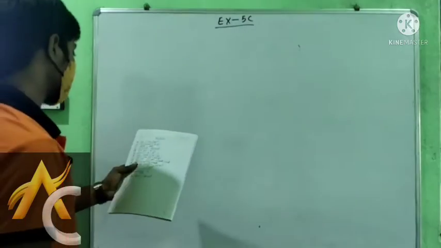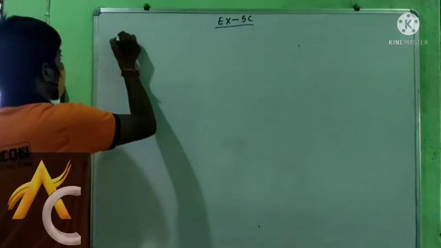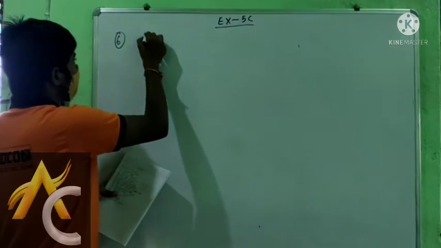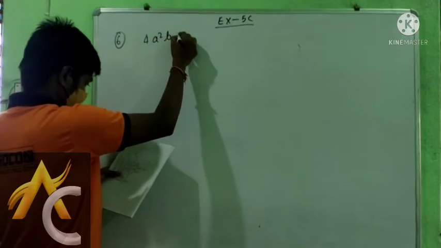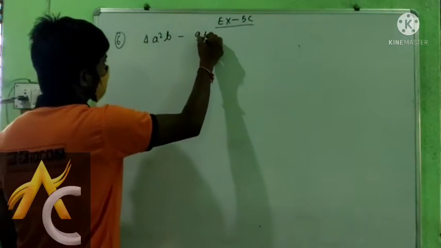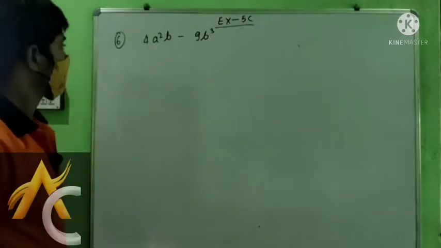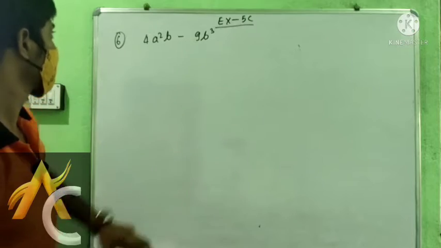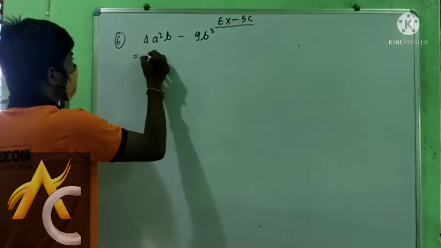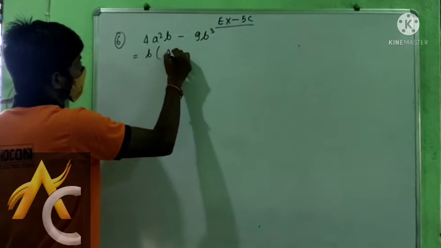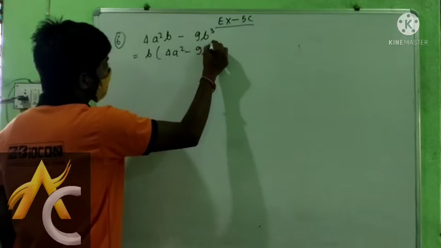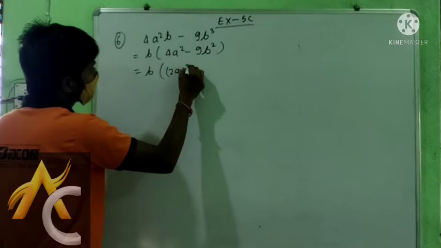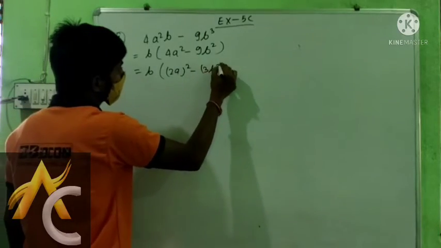Now the next question is question number 6. Question number 6 is 4a square b minus 9b cube. Just look at these terms, we can take b common. So it will be b(4a square minus 9b square), that means b((2a) whole square minus (3b) whole square).